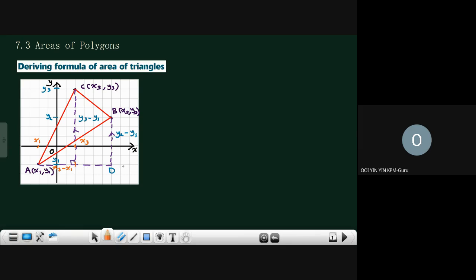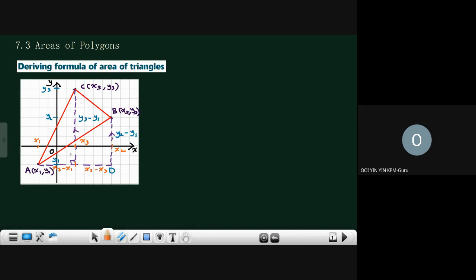And then the other side, from your 90 degree to your D, here is X2, right? And then here is X3. So it is your X2 minus X3. Why X2 minus X3? Because your X2 is larger than your X3, right? Because it's to the right of your x-axis. The more it goes to the right, the larger the number is. So I have the so-called vertical height and also horizontal length of the shape.